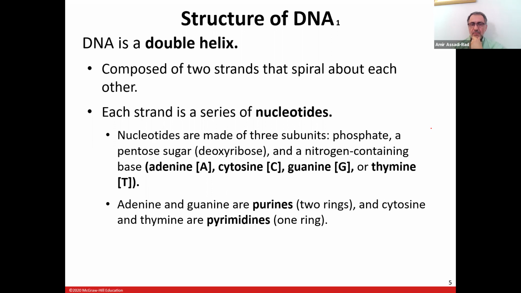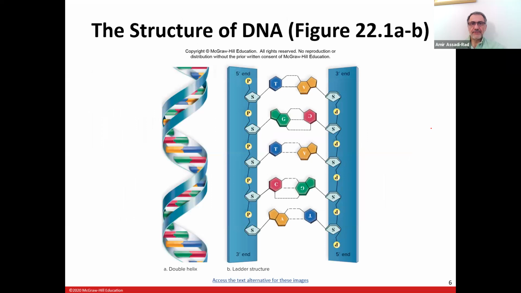Adenine and guanine are purines. Purines means they have 2 rings, okay? And then cytosine and thymine, they are pyrimidines. They have 1 ring, okay? So adenine and guanine have 2 rings, purines, and then cytosine and thymine are pyrimidines. Right here, so you can look at it.